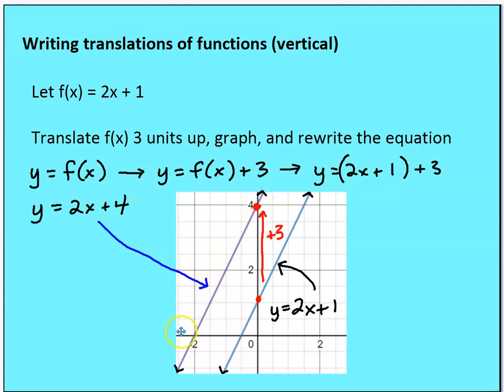And so you can see here the line y is equal to 2x plus 4, and then the original line f of x, y is equal to 2x plus 1. And you can see that I've shifted the line up by 3 units.